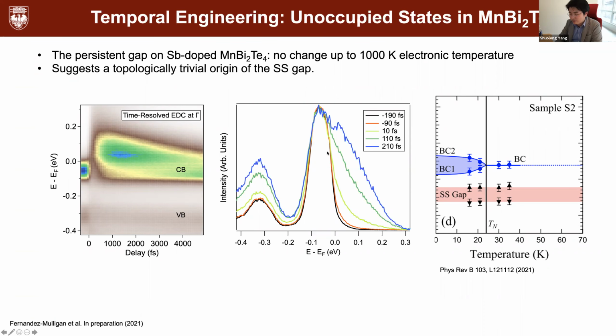And I would also remark that it may be topologically trivial, but not trivial at all, because if you think about even a semiconductor gap, if you go to such a high temperature, the gap should change. So there's something very peculiar about the opening of a gap in this antimony doped manganese bismuth telluride.